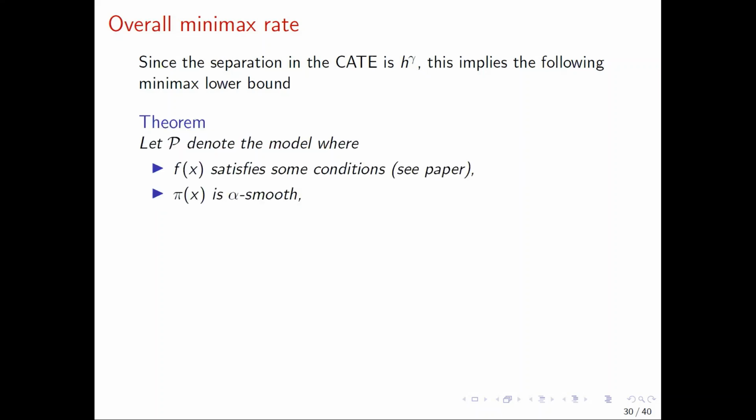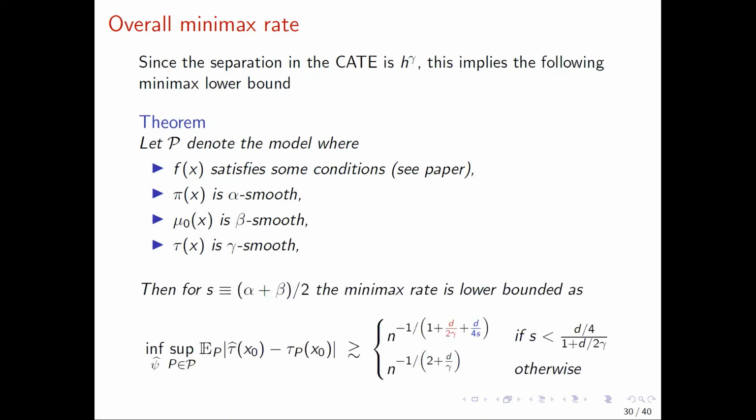Okay, so the model here we're thinking about is there are some conditions on the covariate density, which I'm not going to worry about. The propensity score is alpha smooth, with alpha minus one bounded derivatives. The regression functions under control and treatment, mu zero and mu one, are each beta smooth. The KATE is gamma smooth, and we're thinking the KATE could potentially be quite a bit smoother than the individual nuisance functions. Then the minimax rate looks like this.